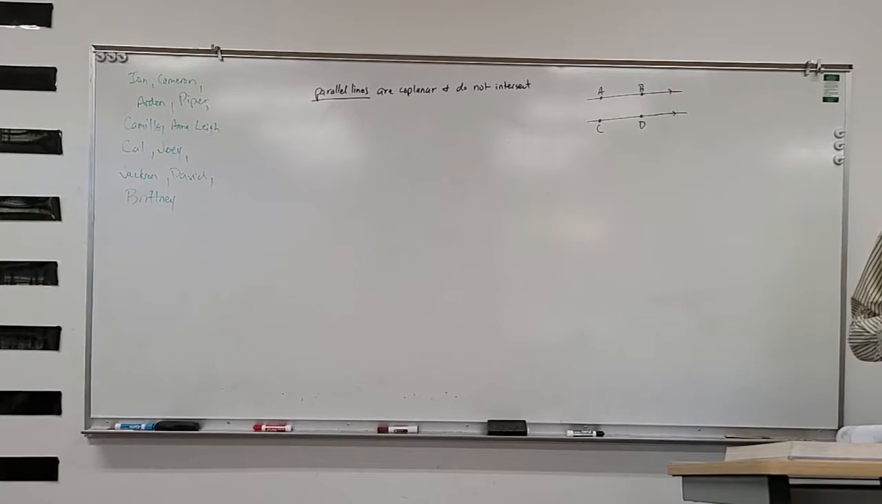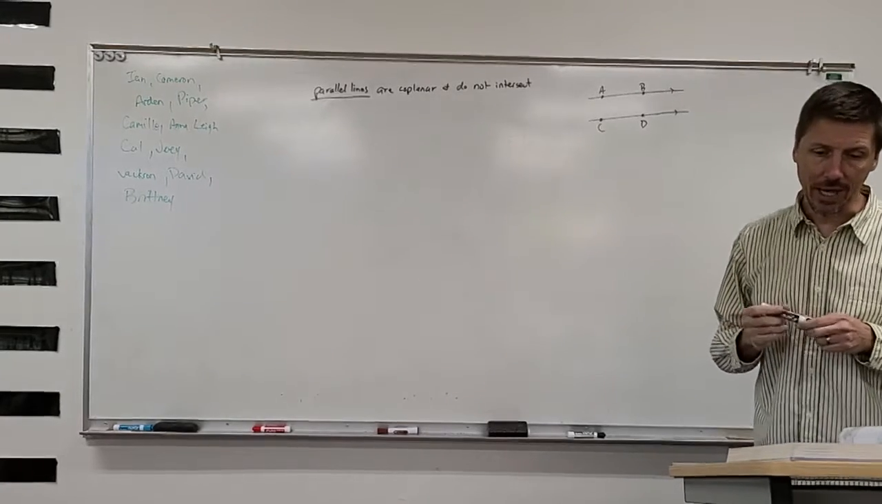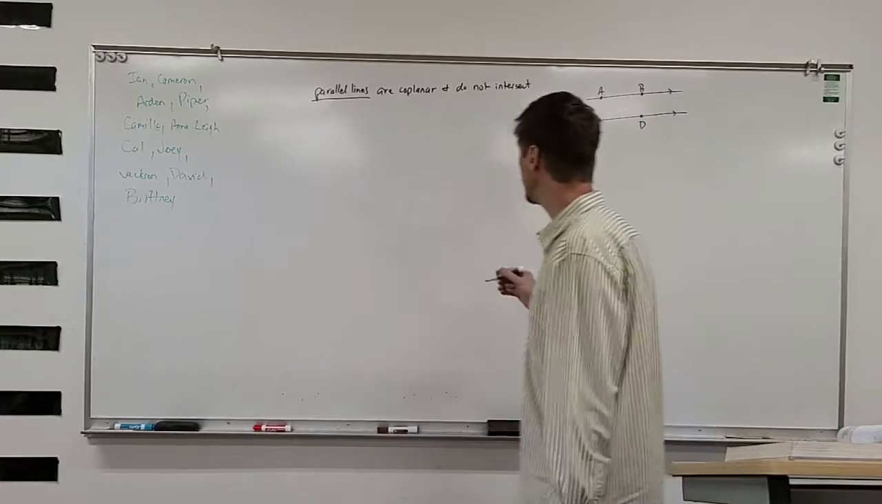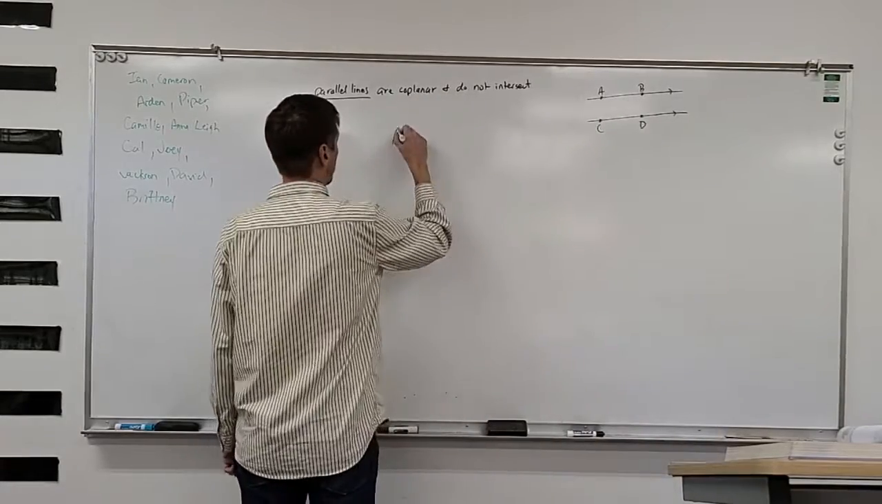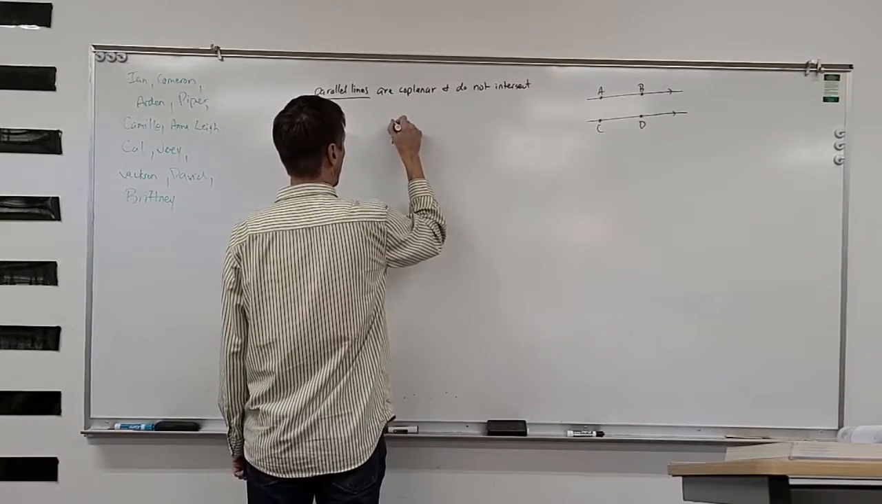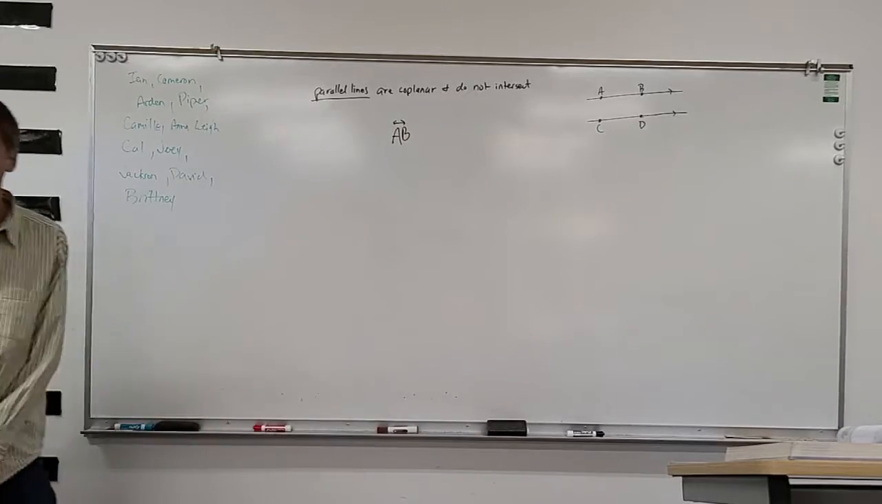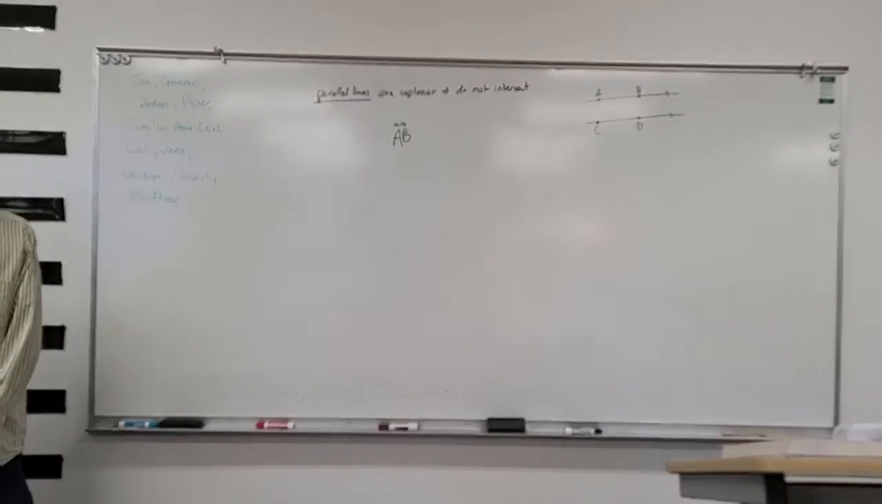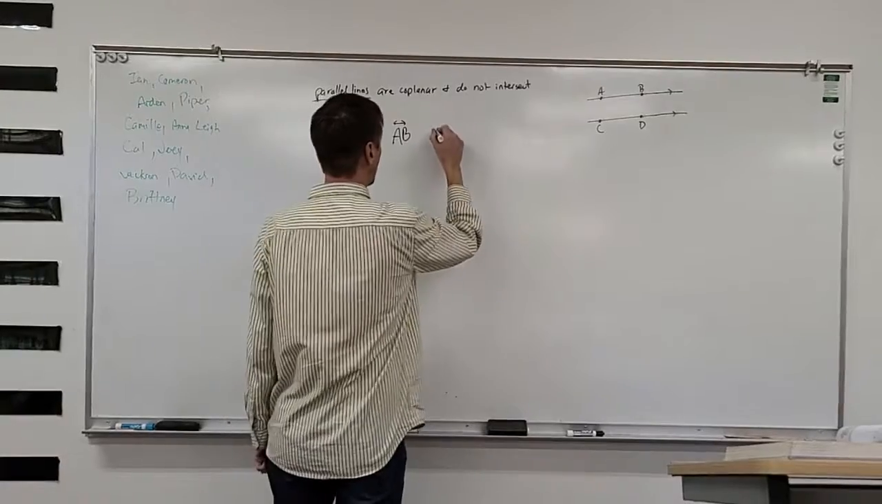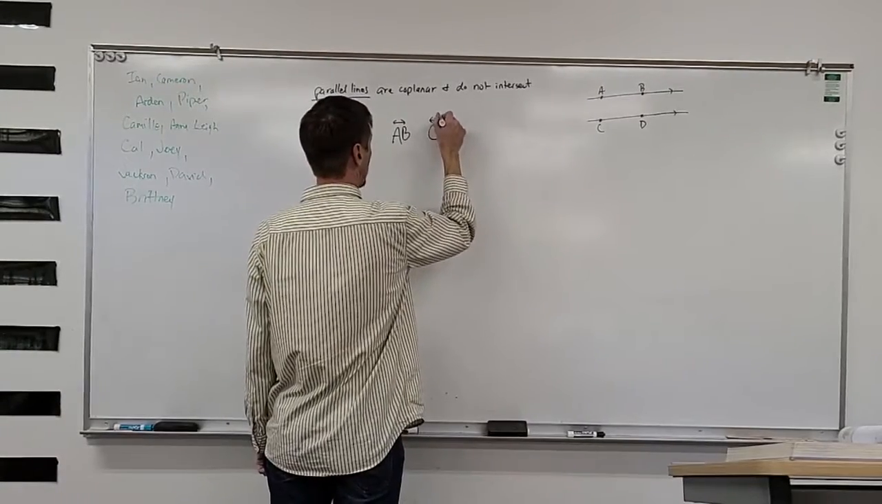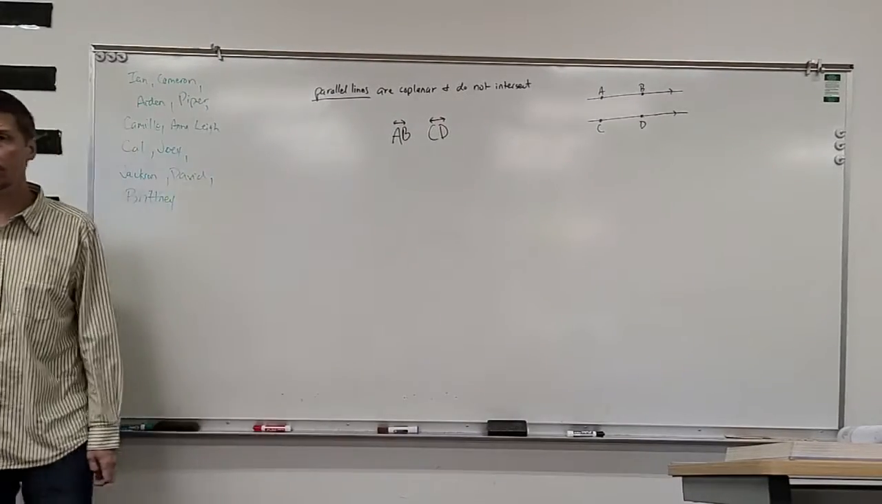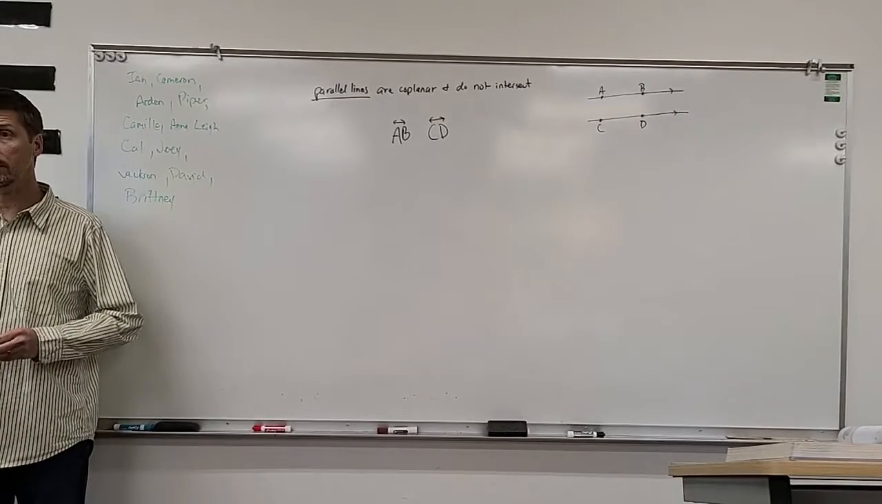How would I write, if I wanted to say, line AB is parallel to line CD? Here's how I would identify AB as a line, right? You guys remember that? And CD would be identified as a line by the same thing. What symbol do I use to say it's parallel? AB, two pipe symbols.